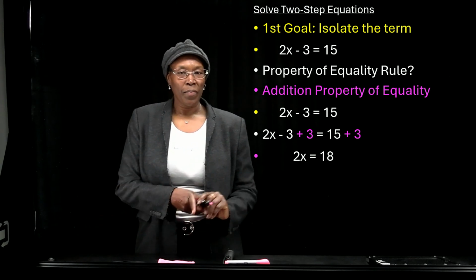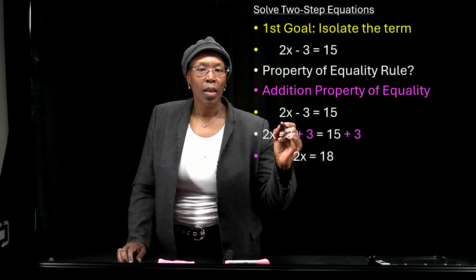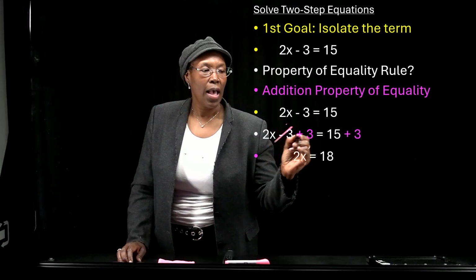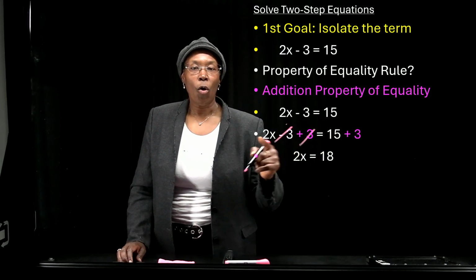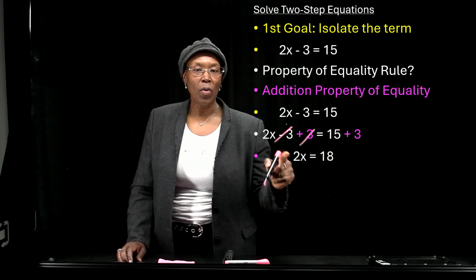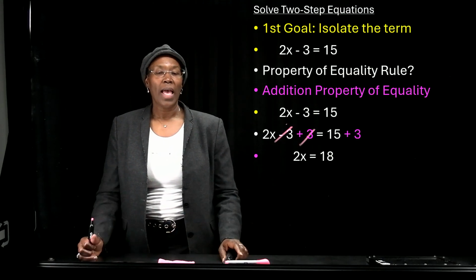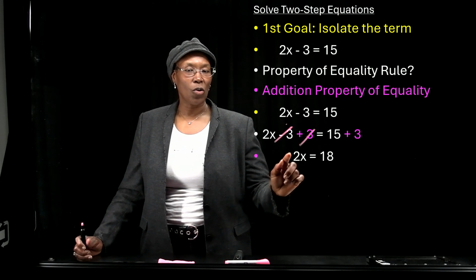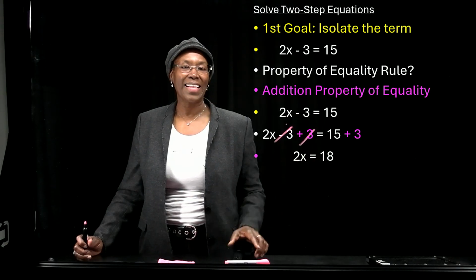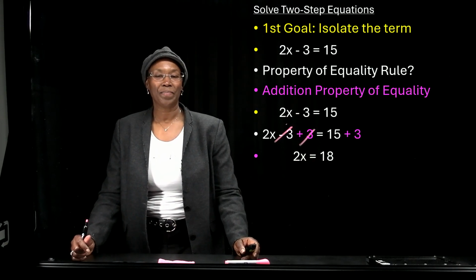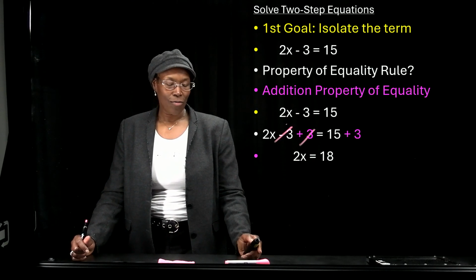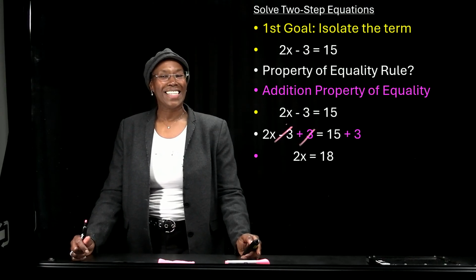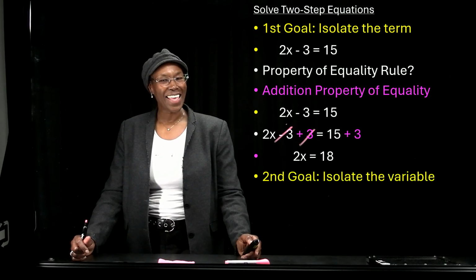Once we cancel our minus 3 and our plus 3, we're left with 2x on the left side, and then 15 plus 3, that equals 18. So equals falls, and then 18 falls on the right side. Now, does this look familiar? Now we're ready to discuss the second goal.